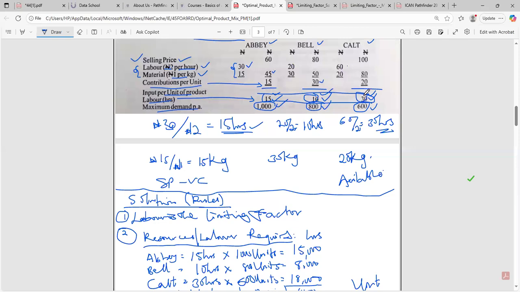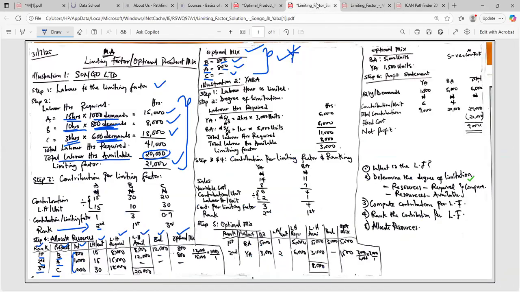In some cases, they may not give it to you. You have to find it yourself. That's what we are doing. That's how you put in your labor hours per unit. When you multiply them, you get your labor hours required. You get it up to this place. Is it clear up to this?